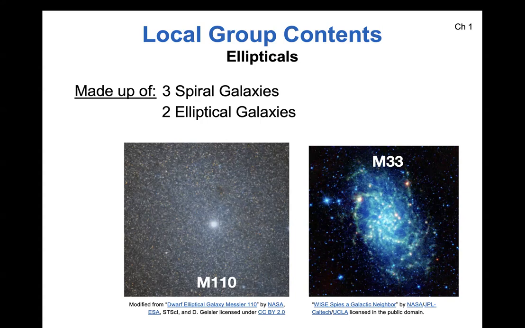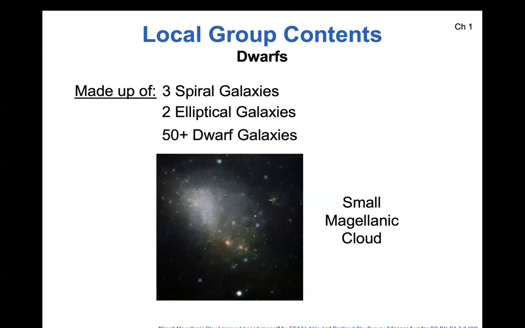We have whole chapters down the line where we get into classifying galaxies. So, like a lot of things we do in chapter 1, we did introduce the terms, but they're not really formalized as much yet. All right, and there's all the dwarf galaxies I mentioned, 50 plus.